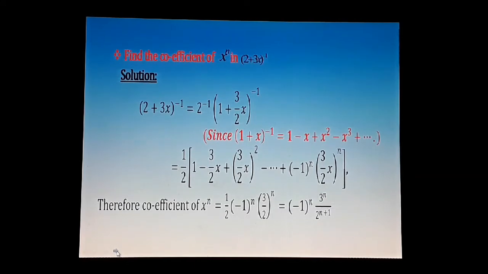Next question: find the coefficient of x power n in (2 plus 3x) the whole power minus 1. Here also we have to expand, we have to make it of the form 1 plus x. That is, here we have to take the constant 2 outside. So 2 into (1 plus 3/2 x) the whole power minus 1, which becomes 2 power minus 1 into (1 plus 3/2 x) the whole power minus 1.